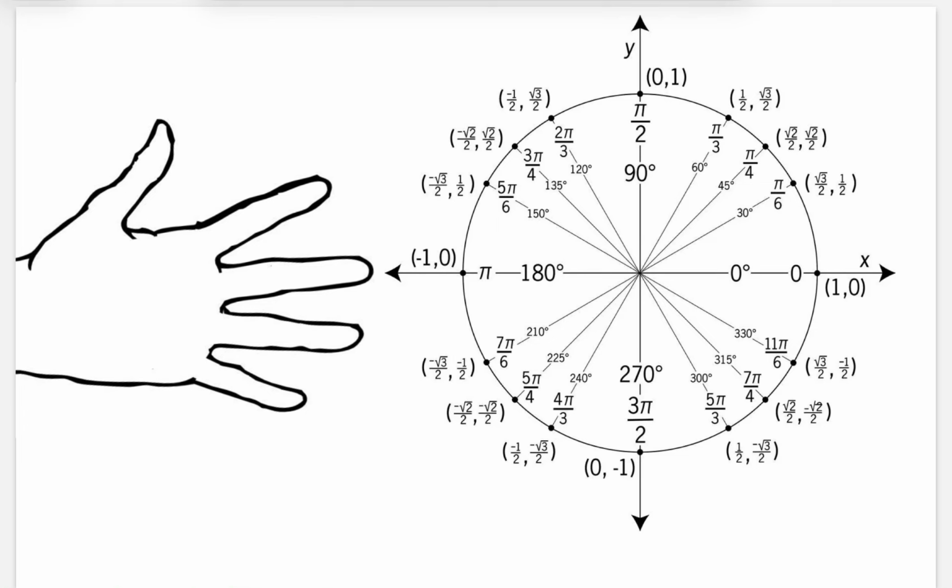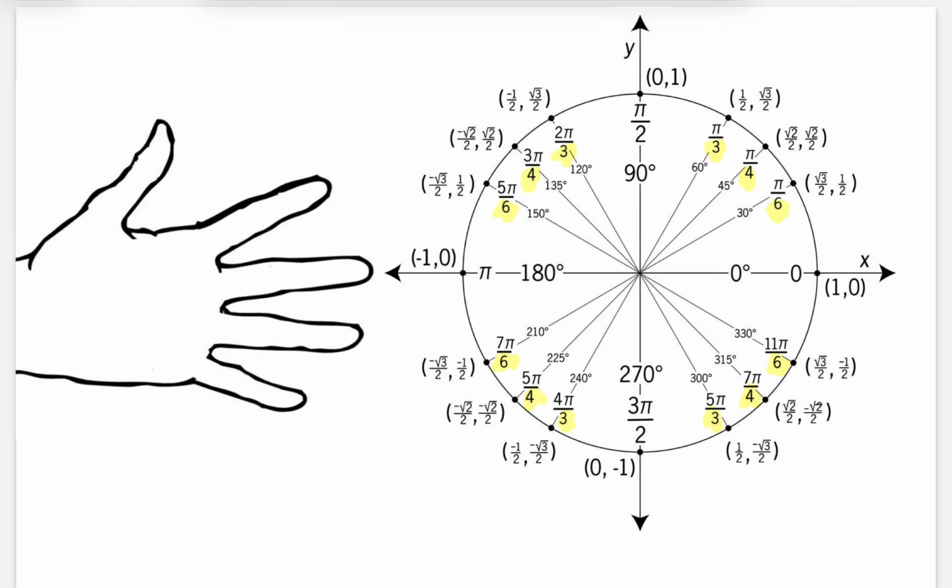So starting with the radians, something to note is that the denominators going up from the x-axis are going to be the same in every quadrant. So you'll notice that it's 6, 4, 3, 6, 4, 3, 6, 4, 3. So that's working your way up or down from the x-axis.